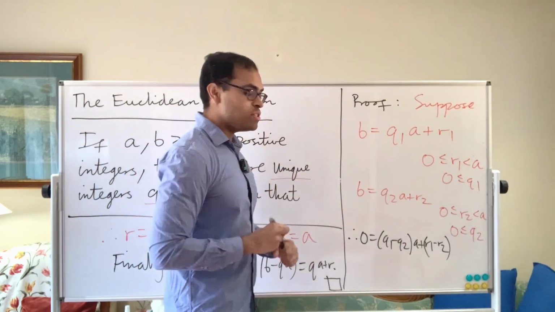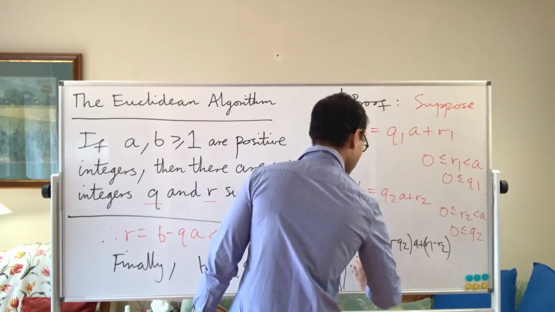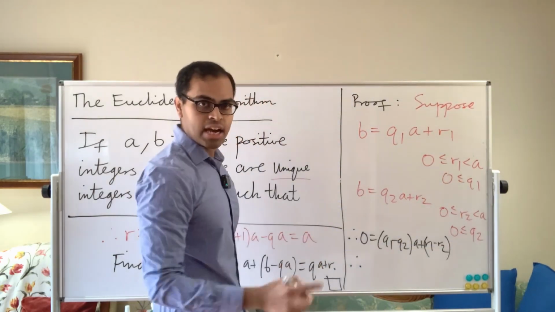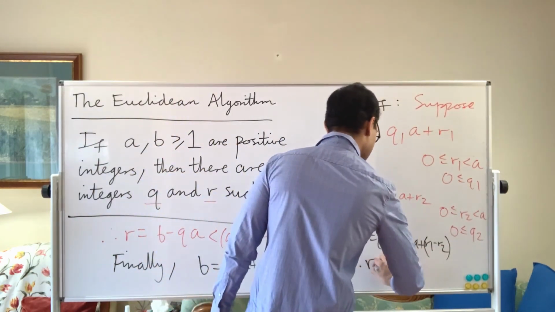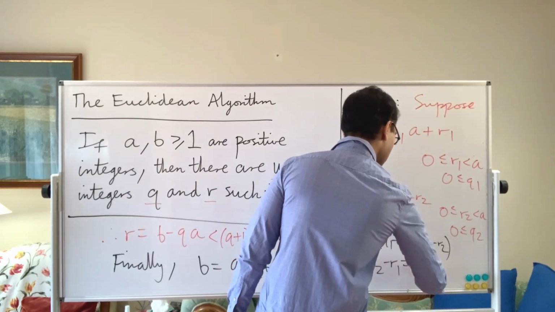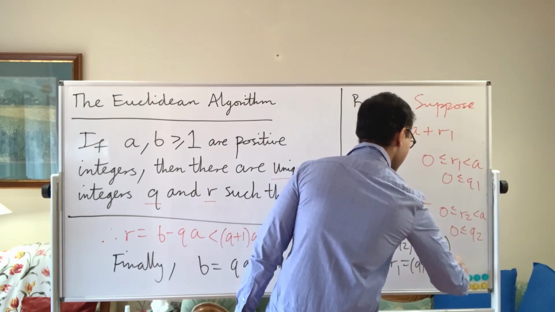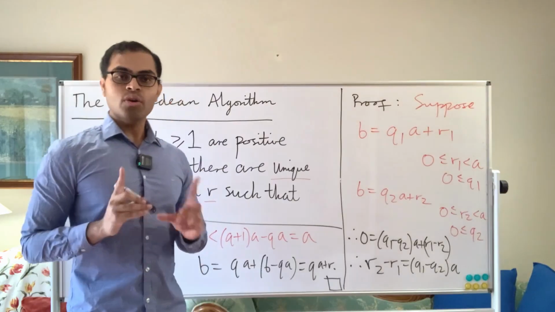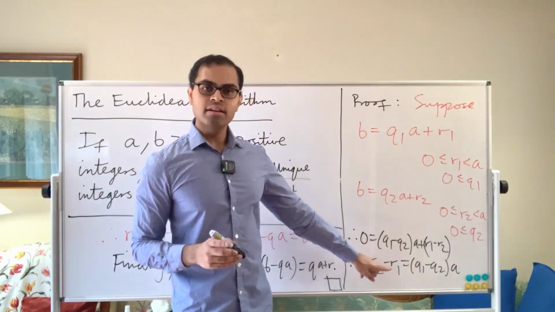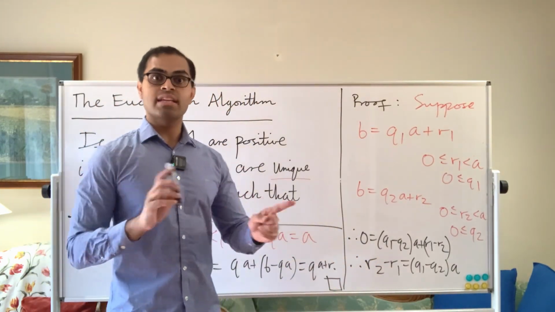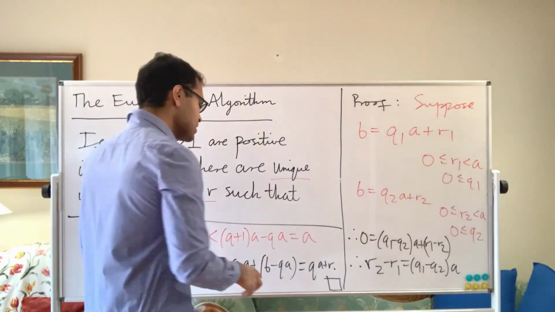So what we can do is write it out on one side. I can write this as R1 minus R2, and put it on the other side to get a negative sign. So R2 minus R1 is equal to Q1 minus Q2 times A. However, we know that R2 minus R1 is going to be something between negative A and positive A, right? So that's the key property.